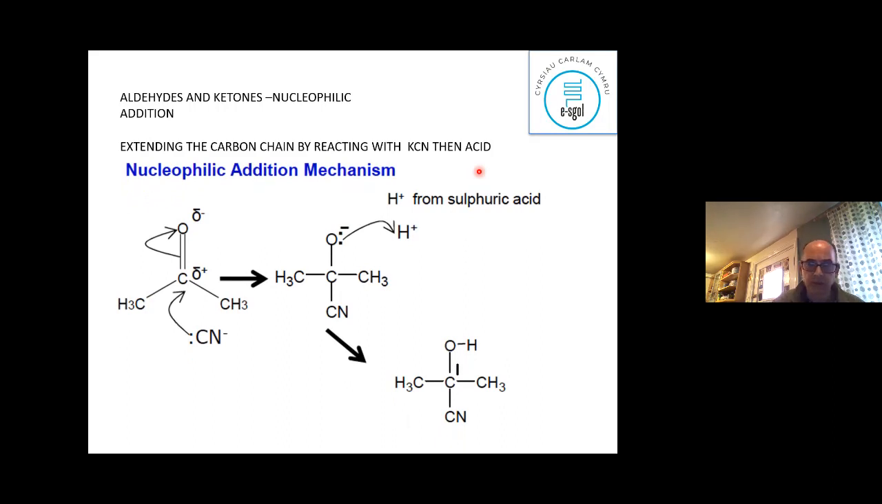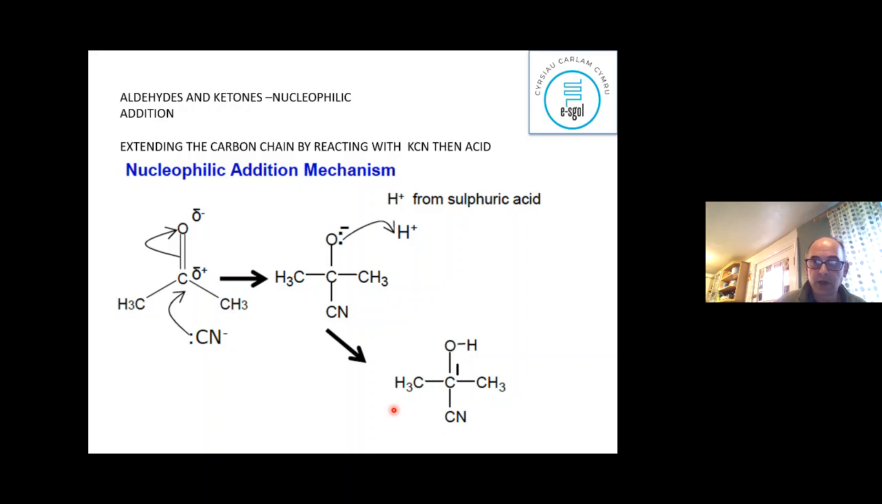So I'll go through this slowly. We're going to go through the mechanism. You've got an electron deficient carbon, as it is attached to the oxygen in the carbonyl group. The lone pair forms a bond to the carbon. The pair of electrons between the carbon and the oxygen is placed onto the oxygen, so it has an extra lone pair and it gets a negative charge. The nitrile group is attached, and the lone pair attaches to the H plus from the sulfuric acid, and you produce a hydroxynitrile.